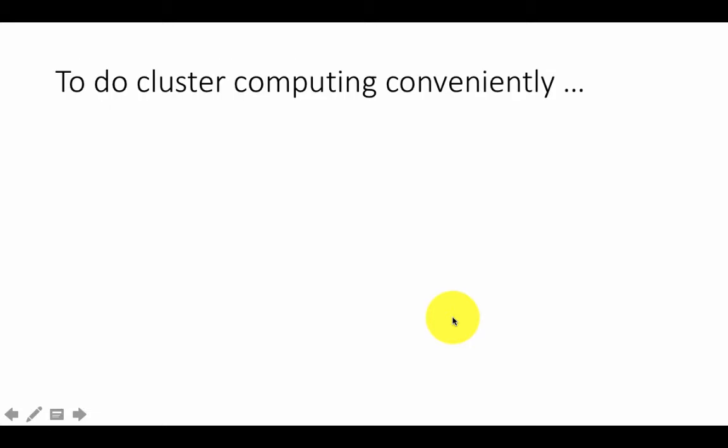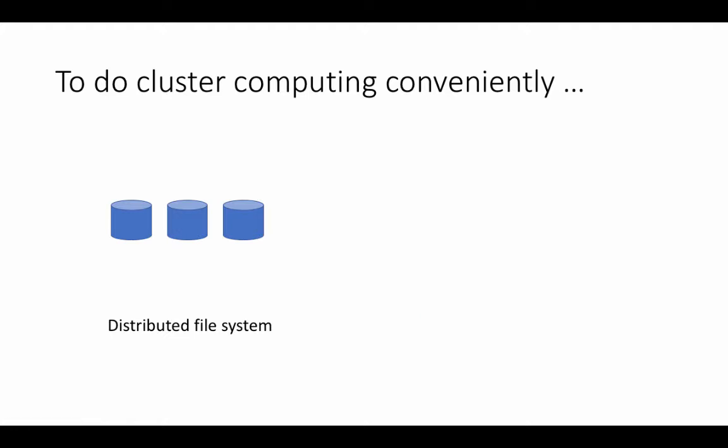To do cluster computing conveniently, you obviously need, first of all, something called a distributed file system. In other words, you need to be able to take a file which is very large and physically break it up across many physical disks. After all, disks also have size restrictions. You may have a disk that is a couple of terabytes or even bigger. But what if your file is so big that it won't fit into one single disk? Then you have to split the file across multiple disks. That is what is called a distributed file system: a file system in which a single file can be physically distributed across many hard disks.